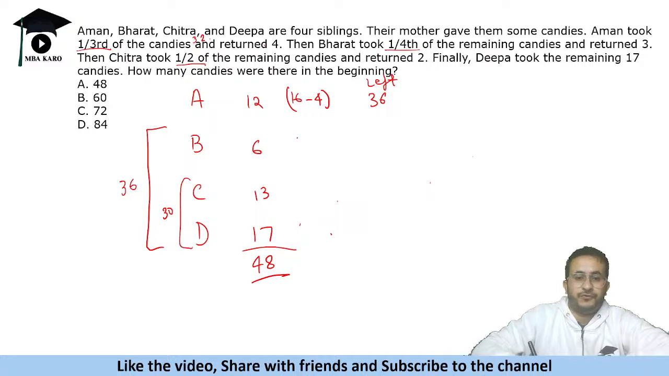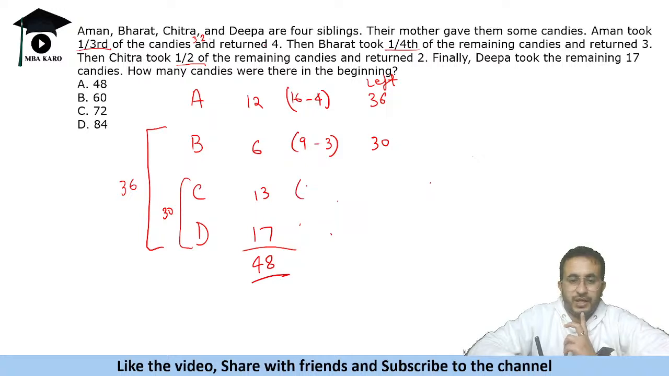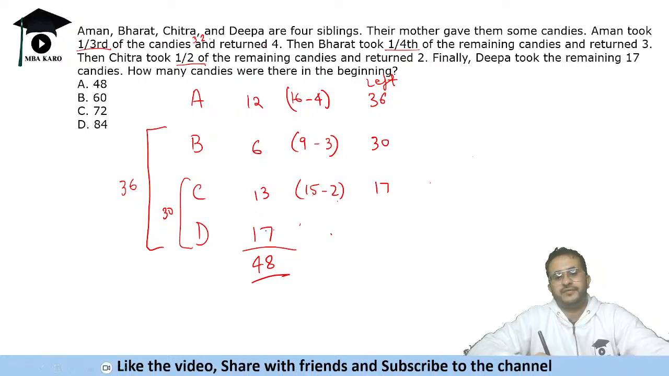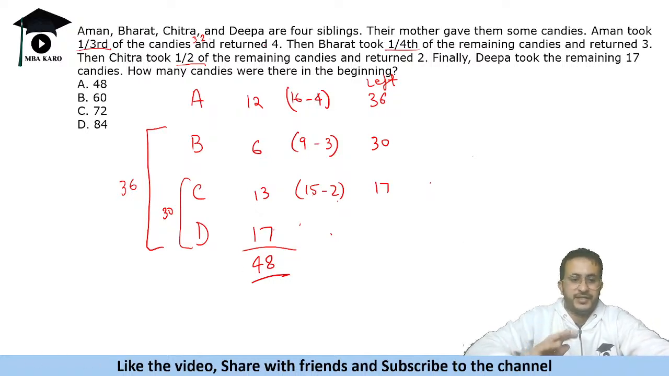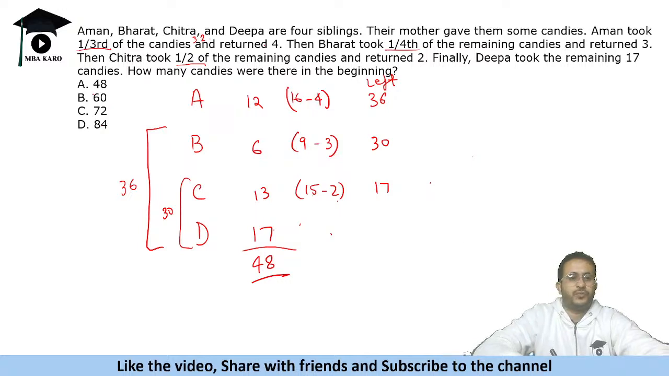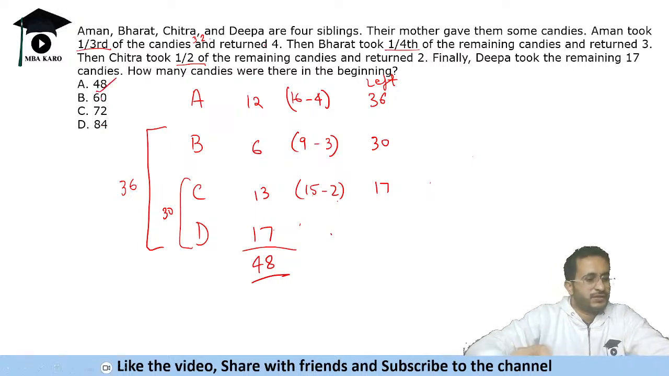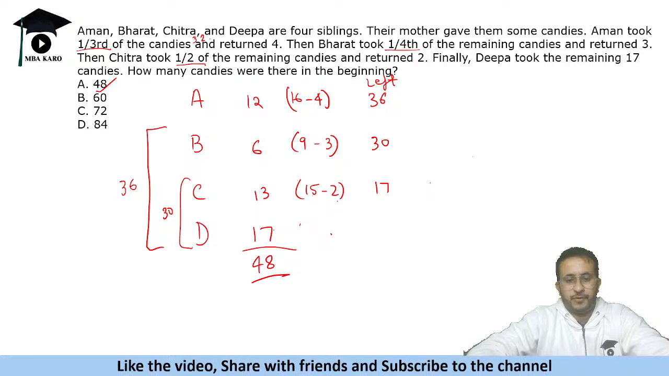Then Bharat took 1/4. So Bharat took 9 candies and then returned 3. So he took 6 candies only. Now 30 are left. Then Chitra took half. So 15 take kiye. Then returned 2. So 13 take kiye. 17 are left and he took 17. So total 48 candies in the beginning. Okay. So good question. That needs to be done in the reverse way from end.